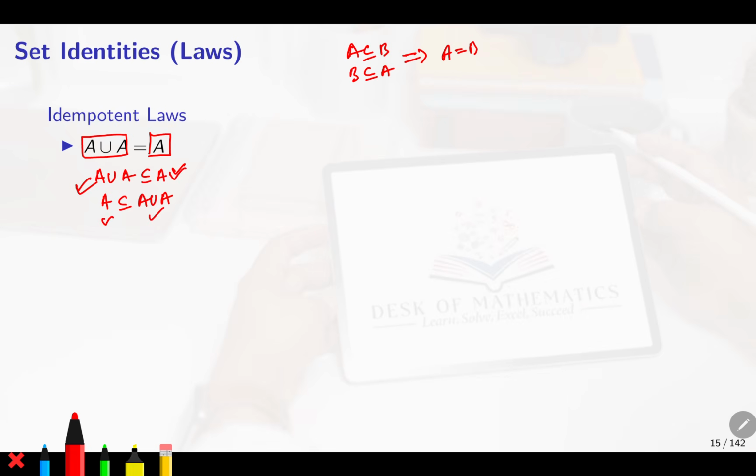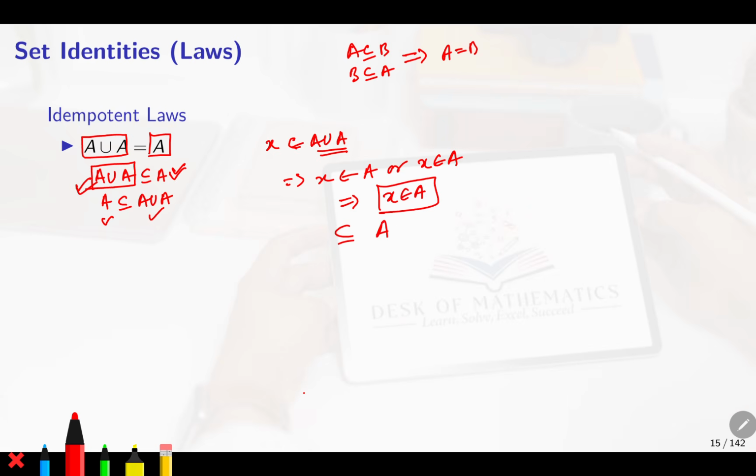So what will you do? Take an element X from this set A union A. So let X be from your set A union A. What does it mean? By the union definition, it will be in A or it will be in A. So that means it will be in A. So this element we got in A, so that means it is a subset of A. So A union A is a subset of A. Similarly, now take the element from this A.